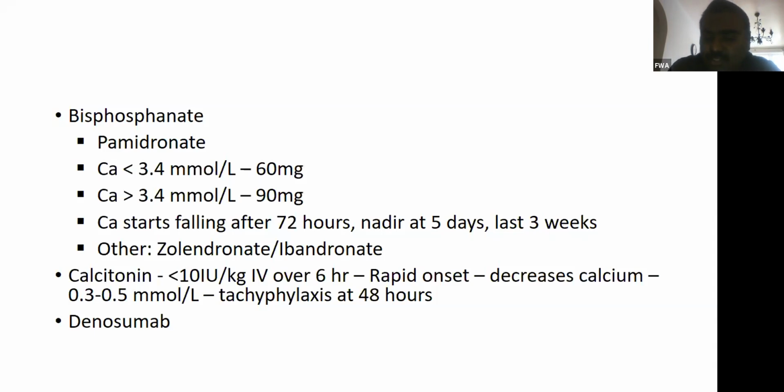I've never used calcitonin because if you have given IV fluids, usually most patients do recover, and I think the second line I'll use is a bisphosphonate. But if we cannot give a bisphosphonate, we can use calcitonin. It has a rapid onset of action, and it decreases calcium by 0.3 to 2.5 mmol per liter. But it can be used only once or twice, the reason being that the patient will develop tachyphylaxis at 48 hours. In the literature, people have used denosumab. This is again an anti-osteoporosis treatment, which is commonly used these days. But in my practice, I haven't used denosumab.